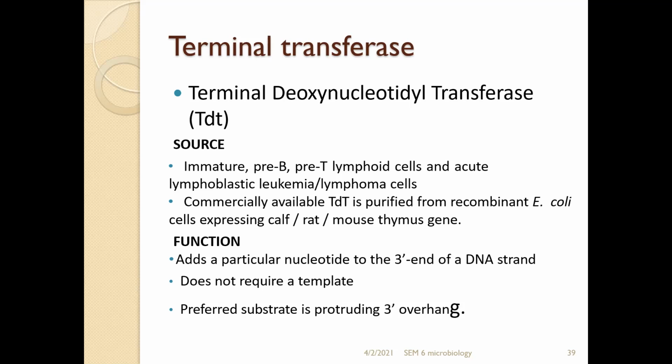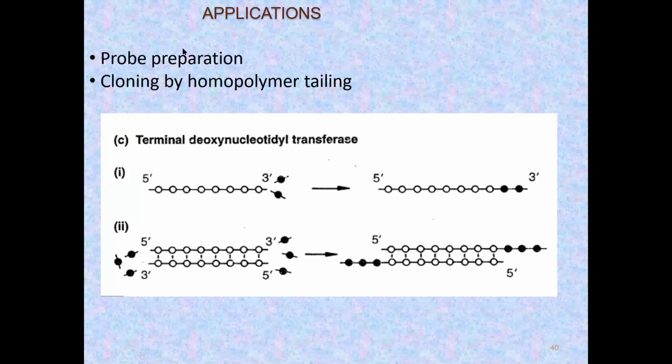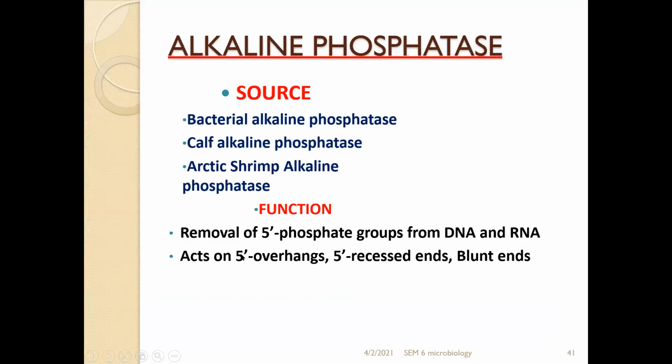Normally, it functions to add nucleotides to the 3' end of a DNA strand. It does not require any template to synthesize, and the preferred substrate is a protruding 3' overhang. Like this, a probe is prepared. In probe preparation we can use it, and also in cloning with homopolymer tailing. It does not require any template, either double-stranded or single-stranded.